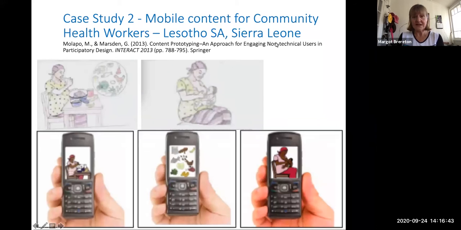But here's another study from Lesotho in South Africa and Sierra Leone, where they had the Ebola crisis not many years ago. And this is by some co-designers, the late Gary Marsden and Maletsa Bisu Molapo. They were concerned with a similar problem about rural maternal health care.